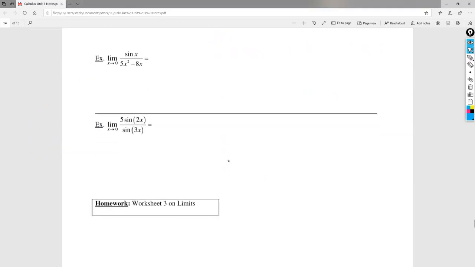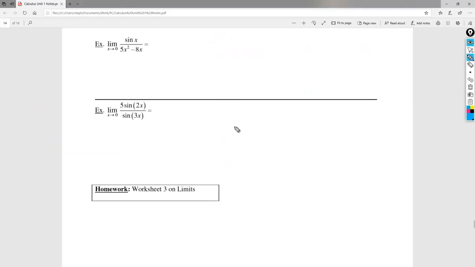Alright, moving on. Now I have examples of my special trig function. If you don't remember, it is the limit as x approaches 0 of sine of x over x is 1. So what I need is for top and bottom to match. What I need is an x. I need this happening here. I don't have that here, but I could easily get that by factoring.